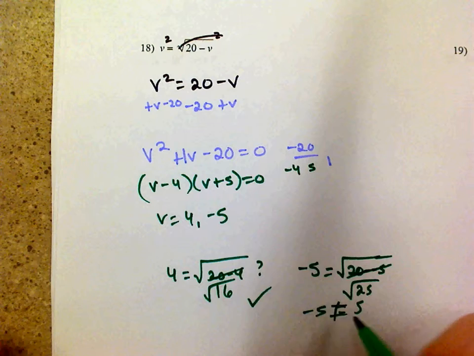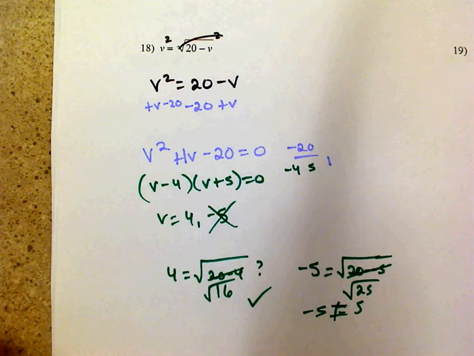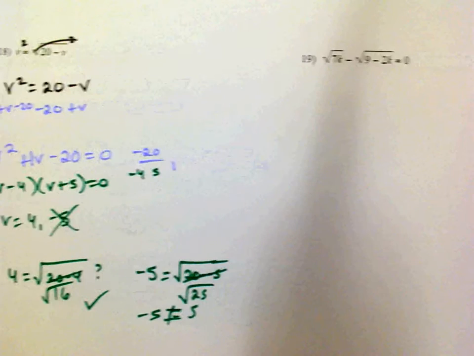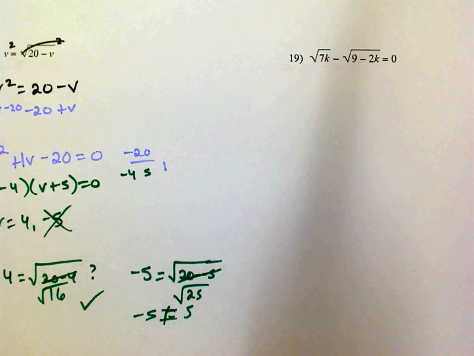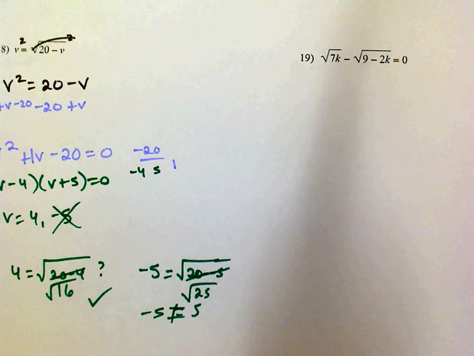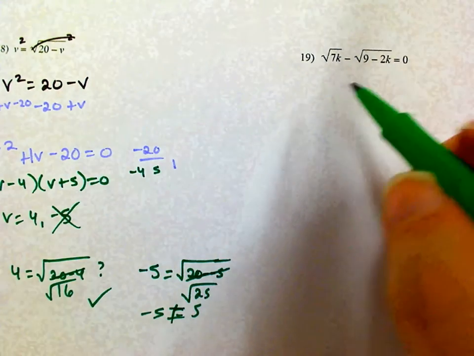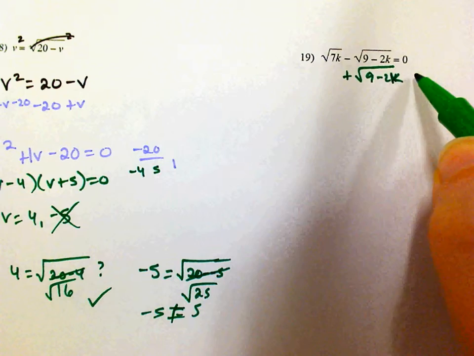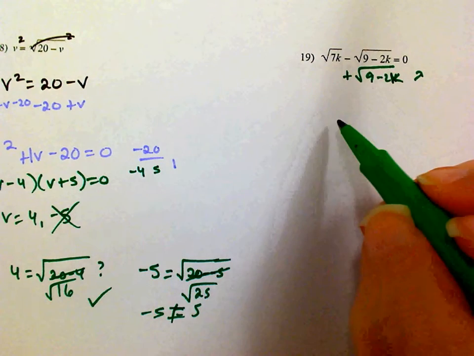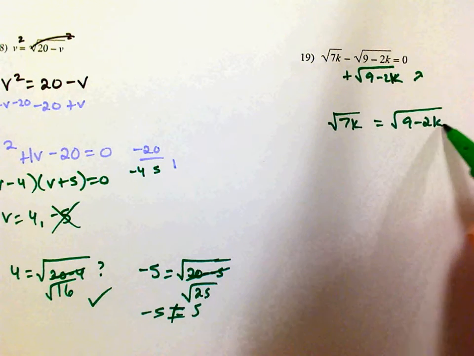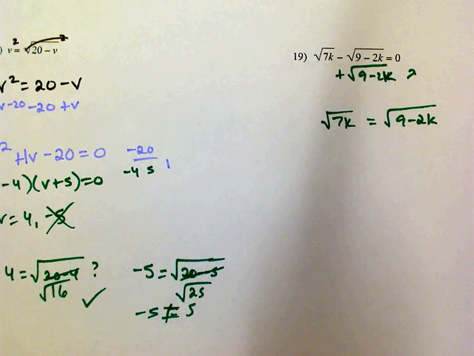Okay. On 19, I've got 2 square roots, and what you don't want to do is fall into the trap of squaring things right away. What you can do, however, is add this to this side and that side, and then you're left with the square root of 7k equals the square root of 9 minus 2k. The opposite of the square root is the square, so I'm going to square both sides, and I'm left with 7k equals 9 minus 2k.